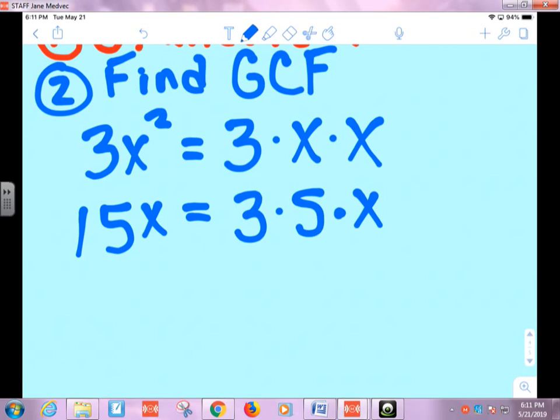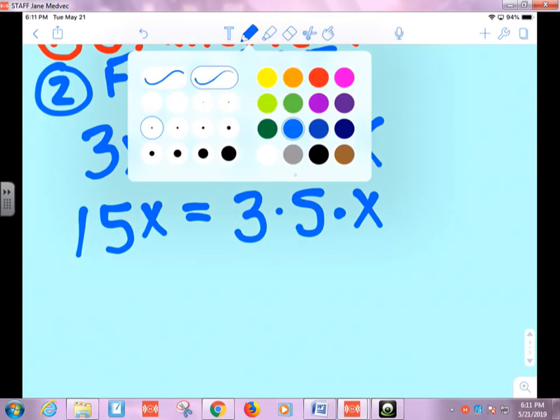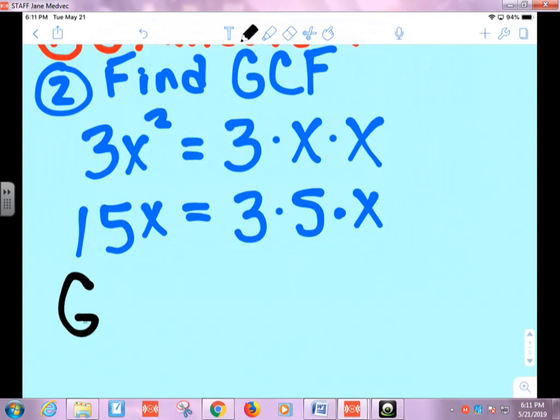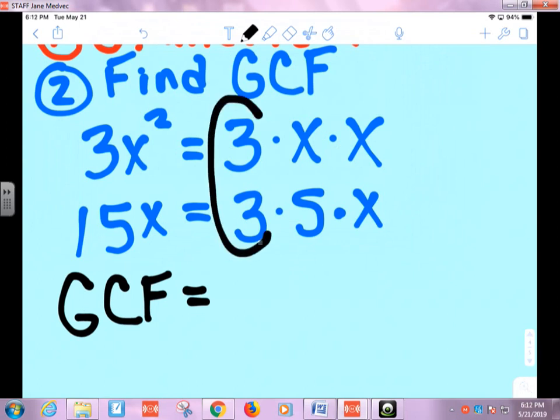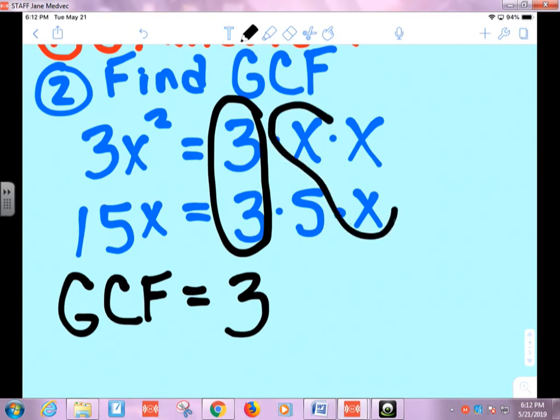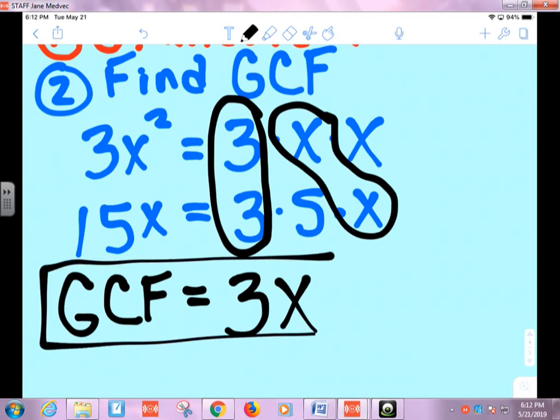This is a great review from what we did yesterday. So now what I'm going to do is go greatest common factor equals, and I have to look at what factors they have in common. You're going to notice that they have a set of 3's, so I'm going to circle it and put a 3. And they also have a set of x's, so I'm going to circle that down. And that is my greatest common factor.